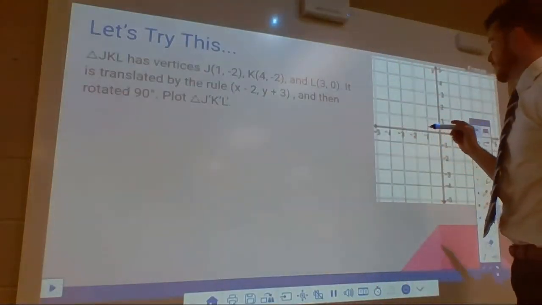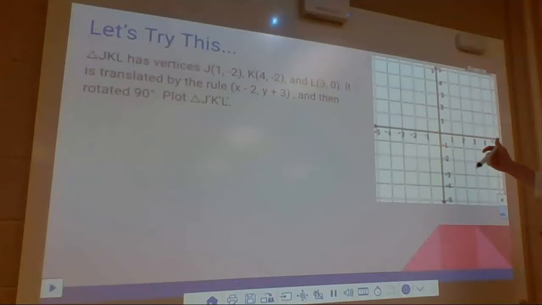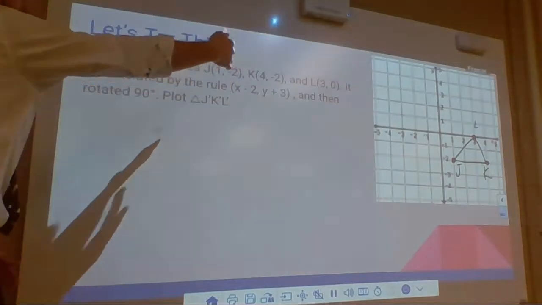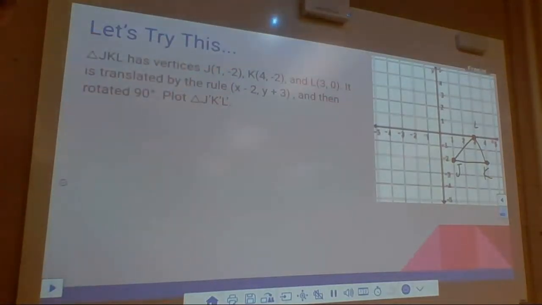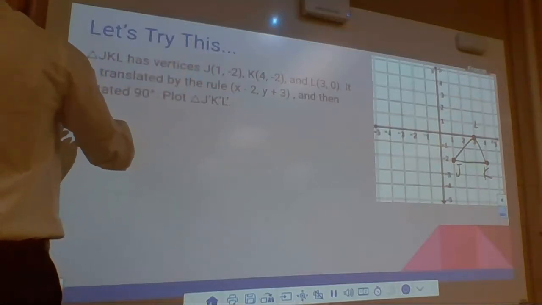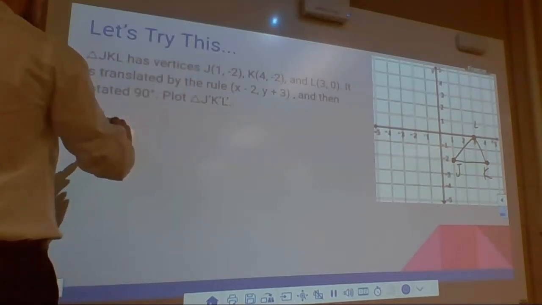So what I'm going to do first is plot triangle JKL. So (1, -2), there's J. K is (4, -2), and L is (3, 0). So here's triangle JKL. Okay, so now what we're going to do is we're going to translate those coordinates and then rotate them by 90 degrees. So I'm going to just write down the vertices again right here so you can see what's happening for each point.